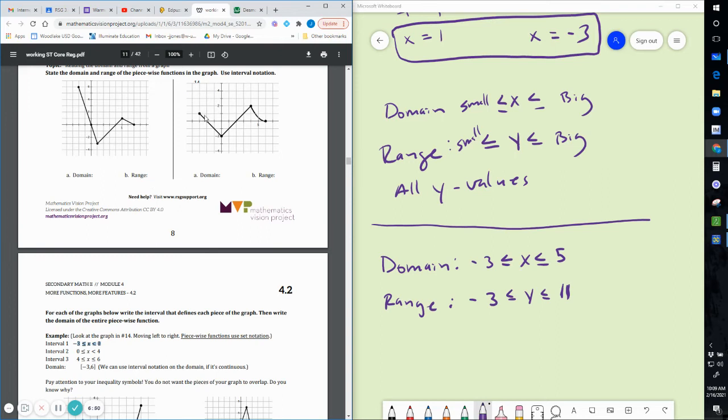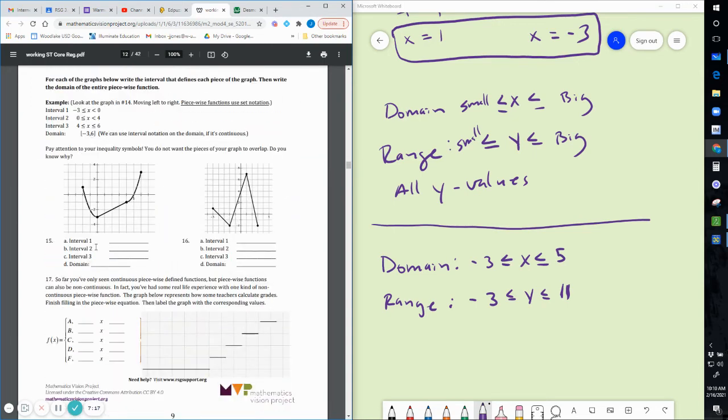So my graph right here starts at -3 and ends at 0. That's exactly what this one's saying. And then from 0 to 4, and then from 4 to 6. So all it's having you do is write the intervals. You don't have to come up with the equation. The entire domain is from -3 to 6, so my lowest value, which is my first graph, to my highest value, which is my last graph. Okay, that's all it wants you to do for these ones, is say all three intervals and then say the entire domain.